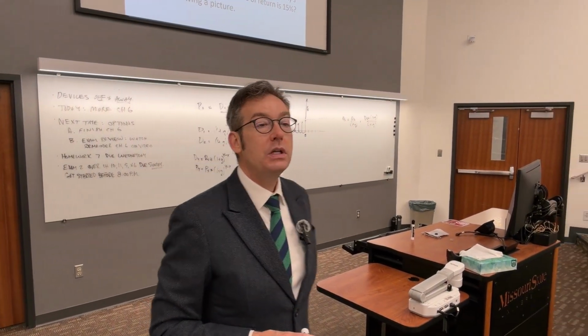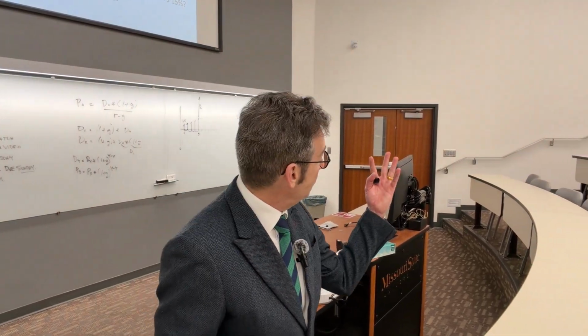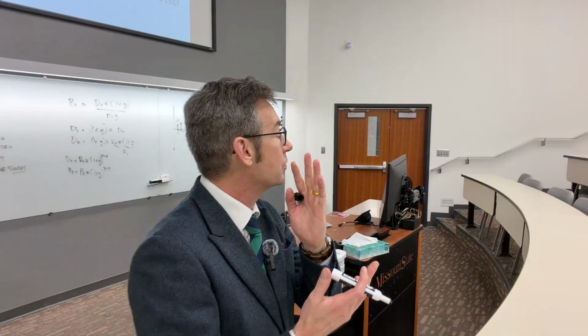Well, we know that P2 is equal to D3 divided by R minus G. And all we have to do then is use our present value function to move that back in time 2 spots. And that gives us P0. So that problem is really easy to solve if you know that little trick.